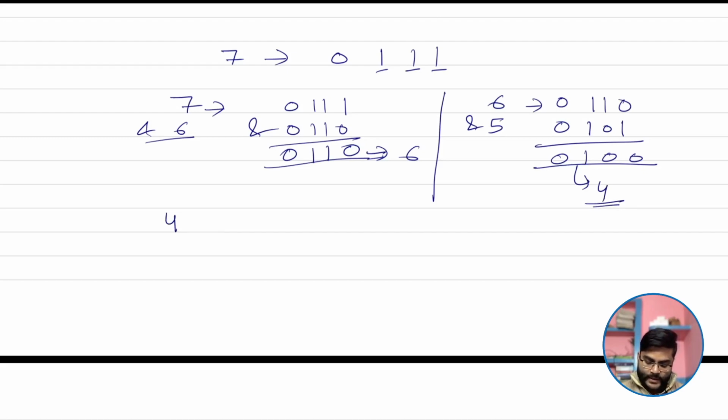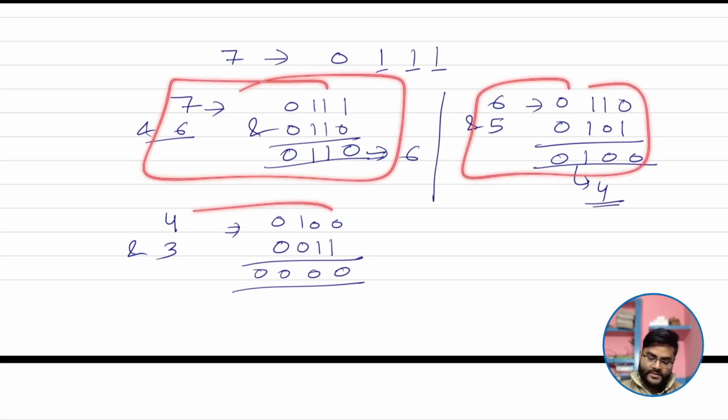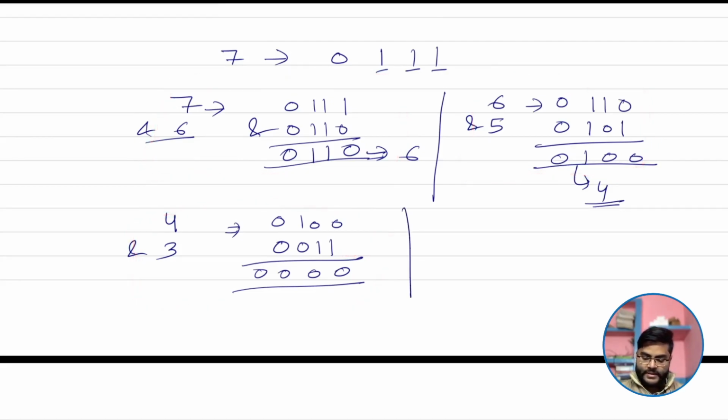I will keep on doing this until I get 0. So it is 4. Do AND with 3: 4 can be written as 0100, 3 can be written as 0011, so it will be 0000. So we have done the operation 1 time, 2 times, 3 times. At worst, this will also run for order of log n times. In this operation we have done it 3 times, which is almost order of log n.